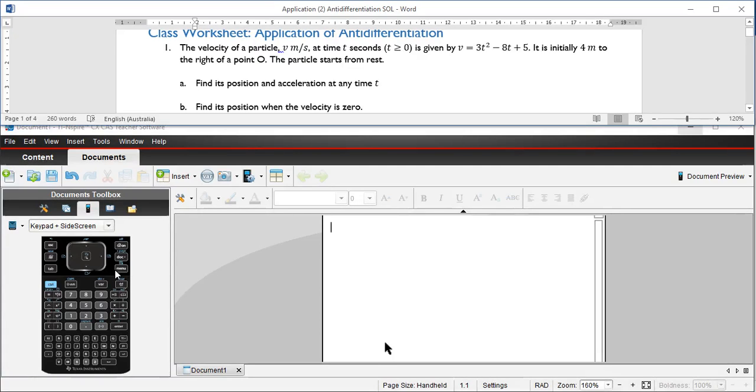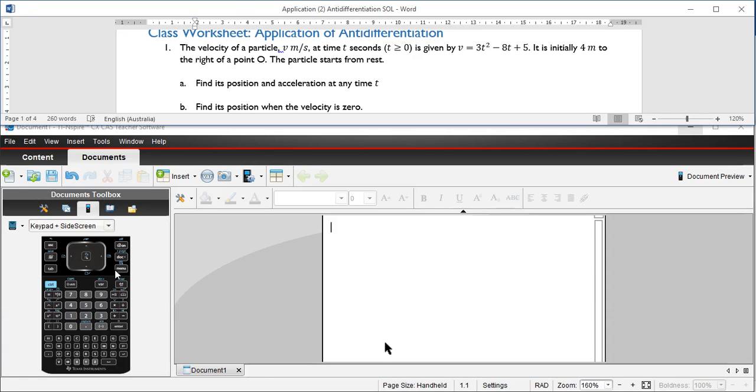This is the worksheet on applications of antidifferentiation. I think the focus of this one is going to be on your ability to use the CAS calculator effectively. So I am going through every question using the CAS here. You want to save as much time as possible.